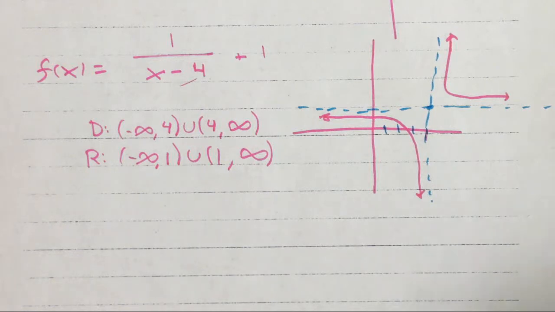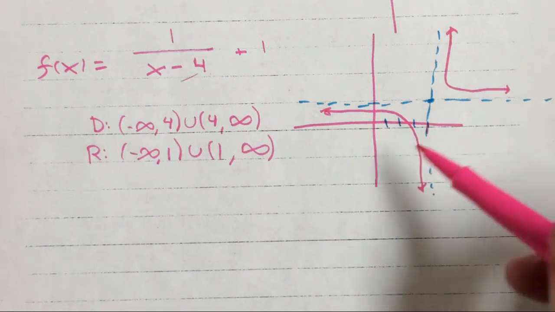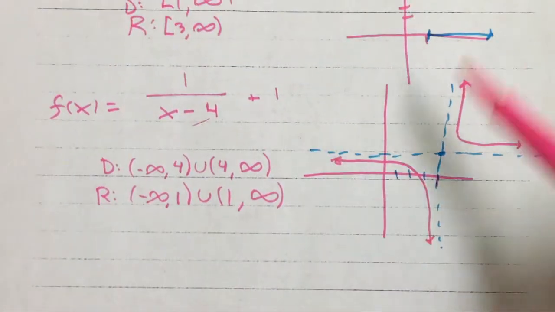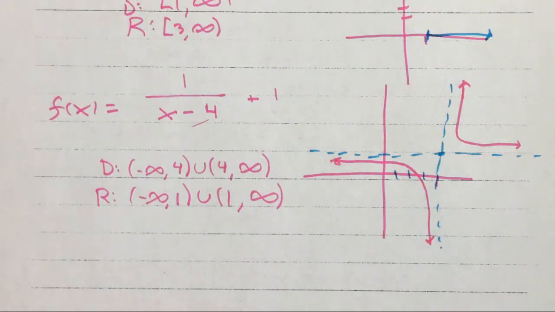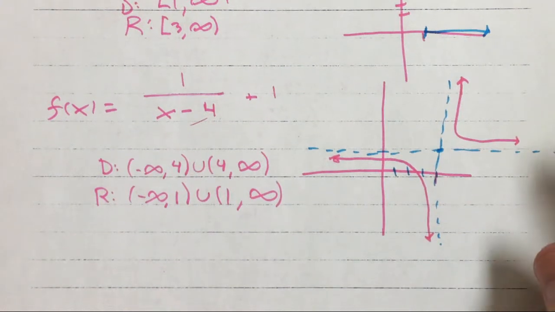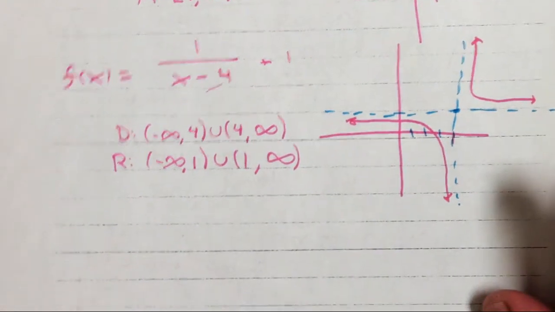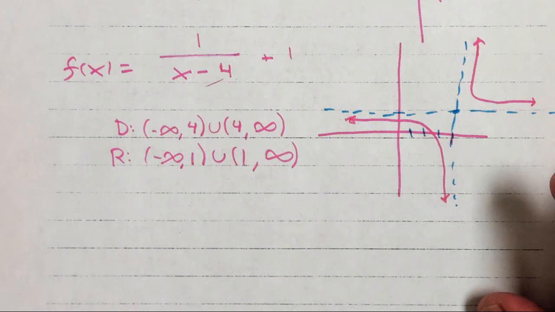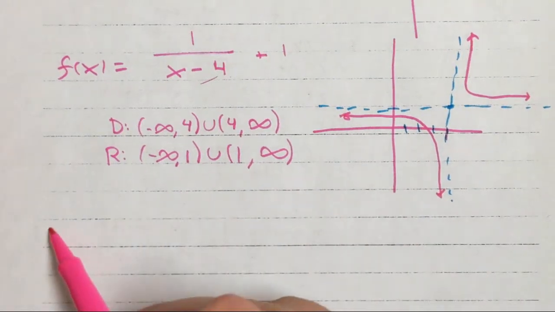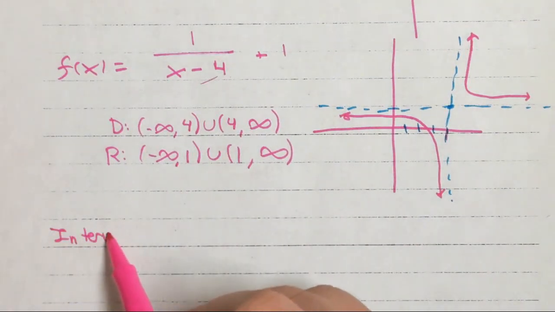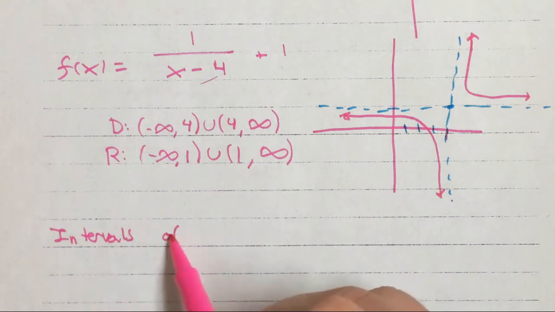Okay. So hopefully, new pictures, but the exact same thing we did last week as far as shifting things. So make sure you're getting those pictures committed to memory. The next property of functions we're going to talk about is intervals of increasing and decreasing.